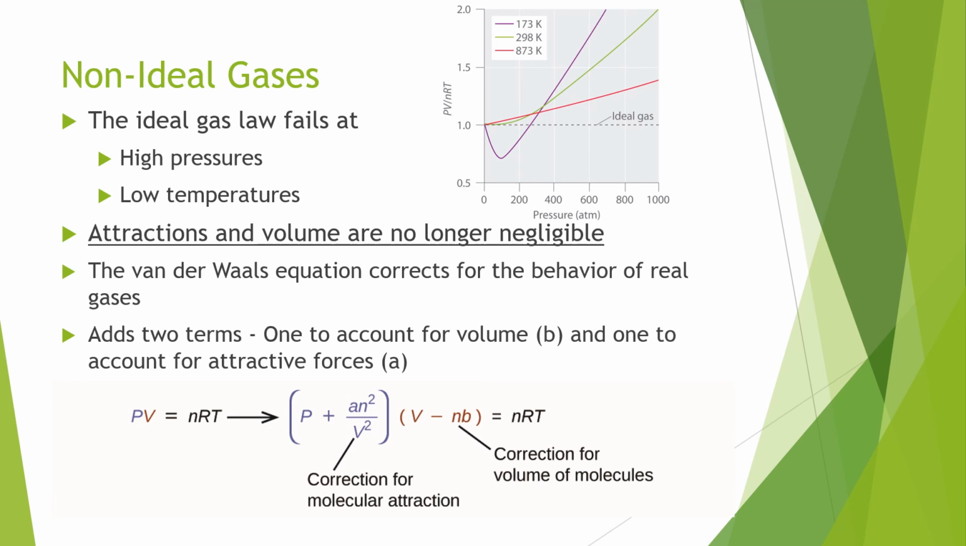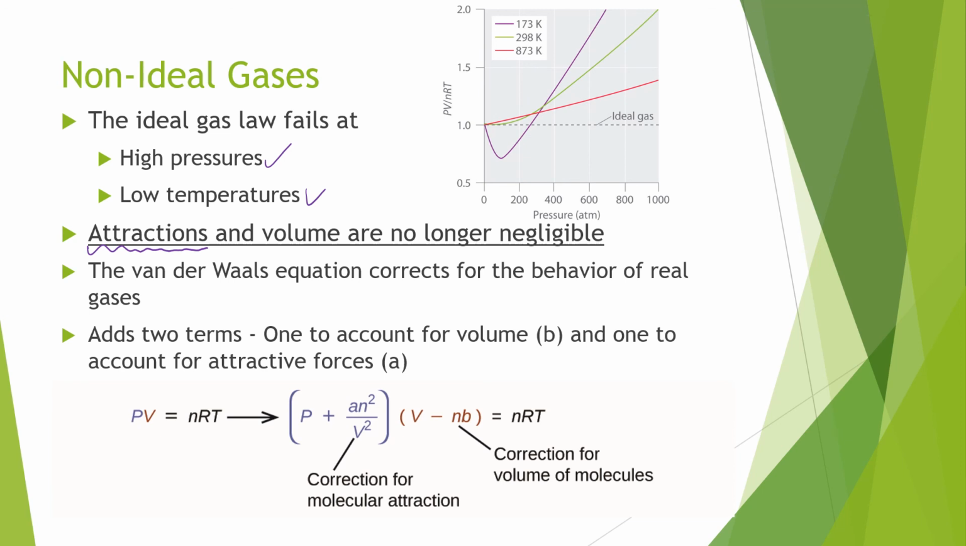Okay, so we said earlier that we are going to talk about when gases don't act ideal. The ideal gas law is going to fail when we're at high pressures and low temperatures. Now, why would that be? When we're at low temperatures, our particles are going to move very slowly, and that's going to allow for more attractions to one another. So those intermolecular forces can be a little bit more at play.